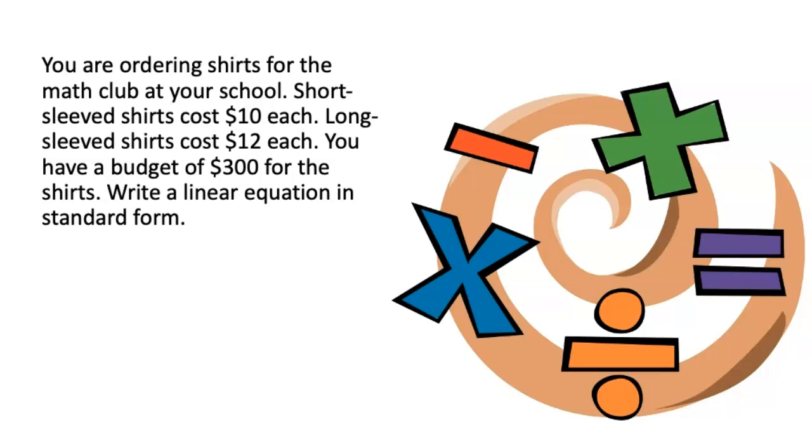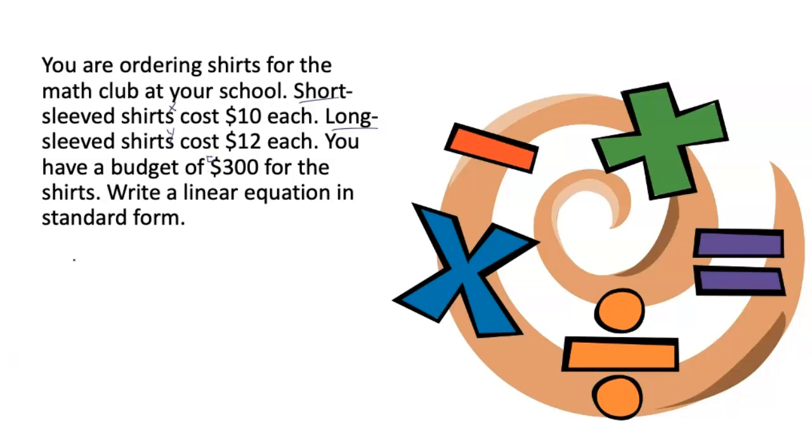You're ordering shirts for your math club at your school. Short sleeve shirts cost $10 each. Long sleeve shirts cost $12 each. You have a budget of $300 for the shirts. Write a linear equation in standard form. Short sleeve shirts are not the same as long sleeve shirts. We can't compare the two. They're not the same. But we can say, well, short sleeve shirts, that could be X. And long sleeve shirts, that could be Y. And when I put my short sleeve and my long sleeve together, well, I have a total.